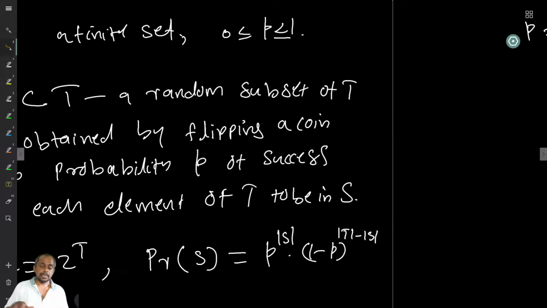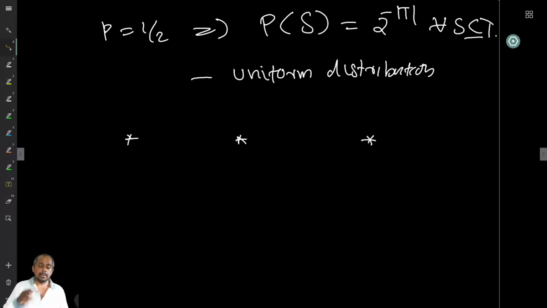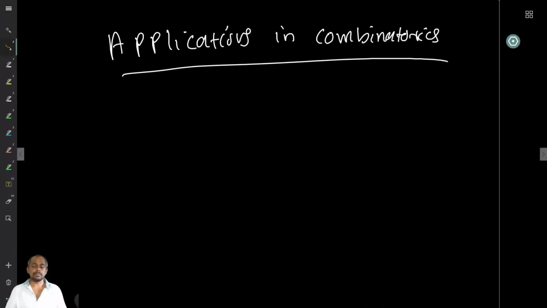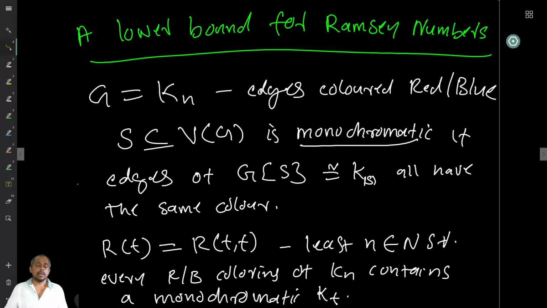Okay. So with that, we will now look at some applications of what we have learned, to see how it helps in counting or putting bounds. So we are going to look at some applications in combinatorics. First, I want to look at a lower bound for Ramsey numbers.